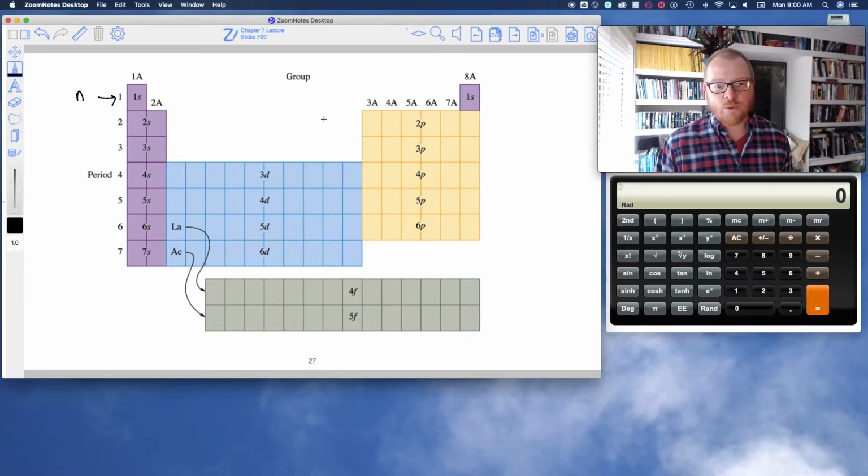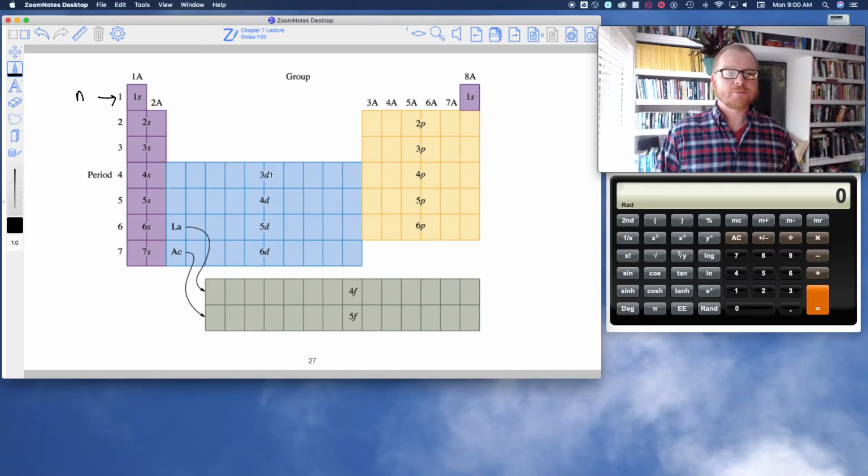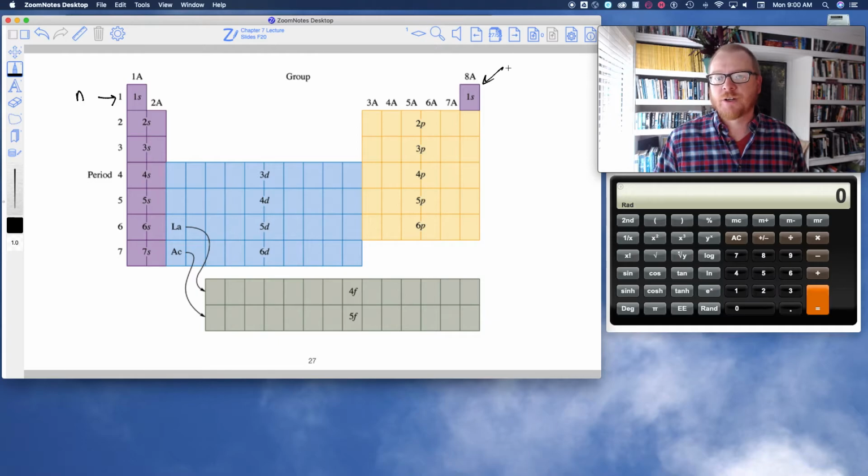N is equal to 2 goes all the way across. 3, 4, oh wait, but something funky happens right here. So let's back up and talk about that. And I also want to talk about what we notice here, which is you can see that there's actually 2 blocks for 1s. Hydrogen and helium make the weird example because you want helium to be over here, but because it's a noble gas, it appears over there. But we really recognize helium is in the 1s block.